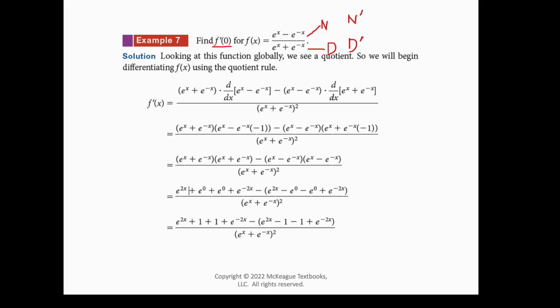So for the derivative of the numerator, I have to take the derivative of e to the x, which we know is e to the x. And then we carry over this minus. And then the derivative of e to the negative x is e to the negative x times the derivative of the exponent, which would be -1. When I put the -1 in front here, that's going to create a double negative, so this is going to be positive.